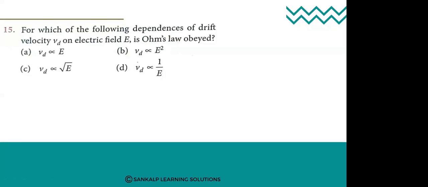So here option A is the right answer. It is directly proportional. So when Ohm's law is obeyed, here VD is directly proportional to E. As we know, the relation between current and the drift velocity is I is equal to NEA VD. So in this equation, if we write for VD, drift velocity is equal to I divided by NEA.